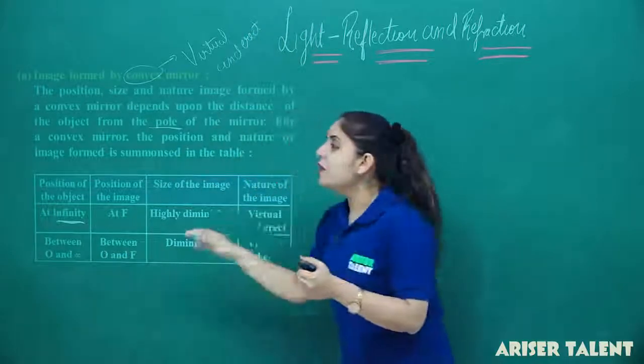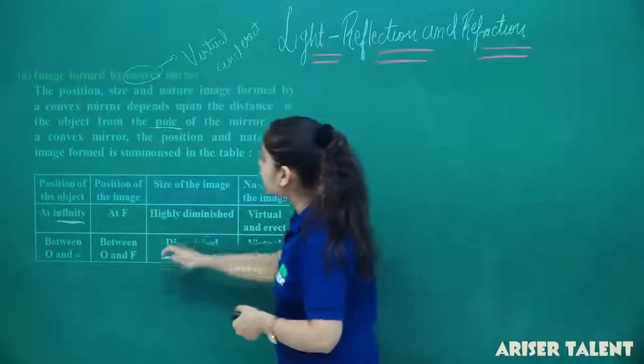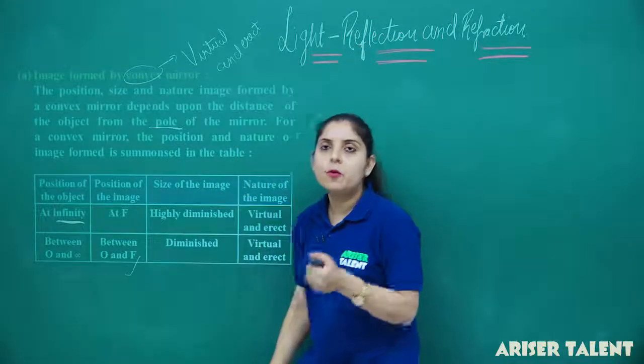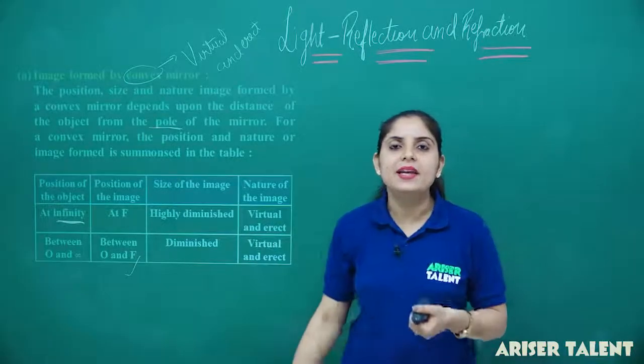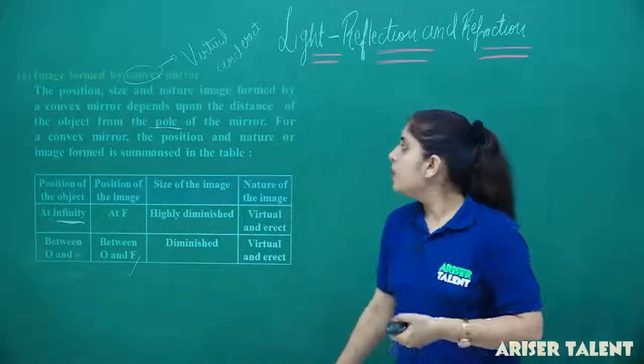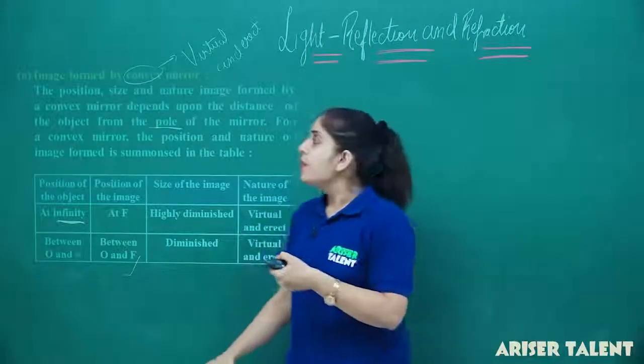Now, if the object is placed between the point O and infinity, we will get the image between O and F. O will be the center of the mirror and the image will be again virtual and erect and it will be in the diminished form. So, this is the formation of image by the convex mirror.